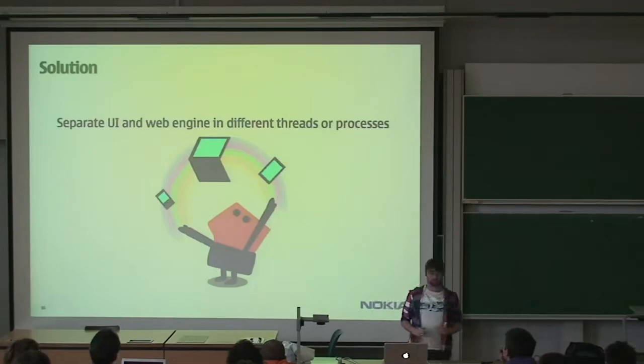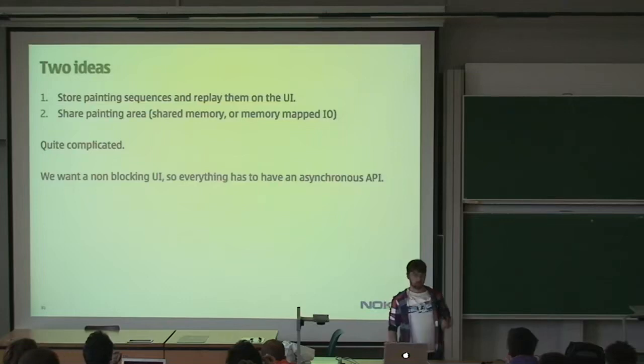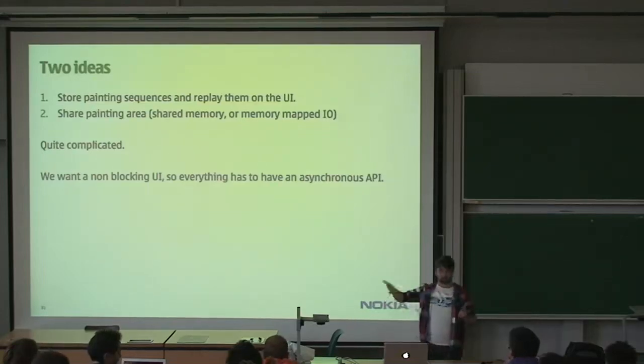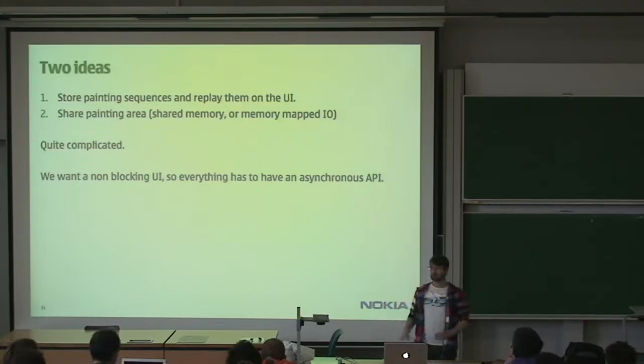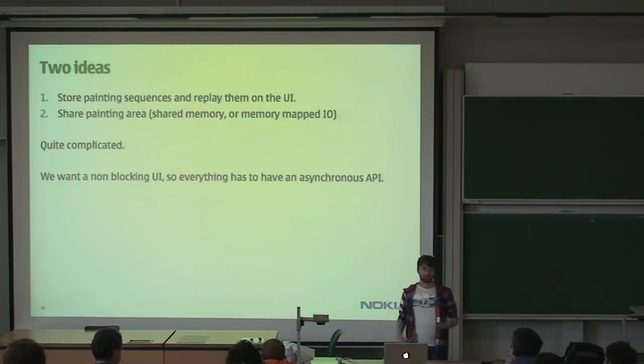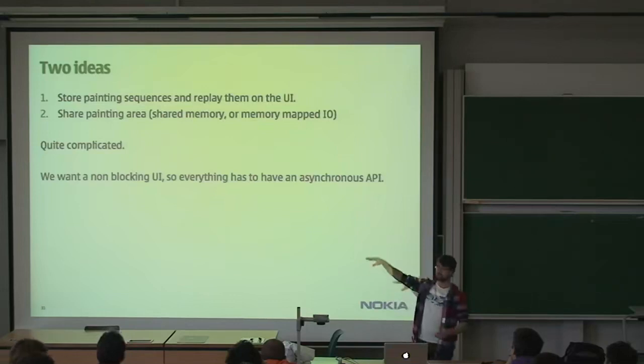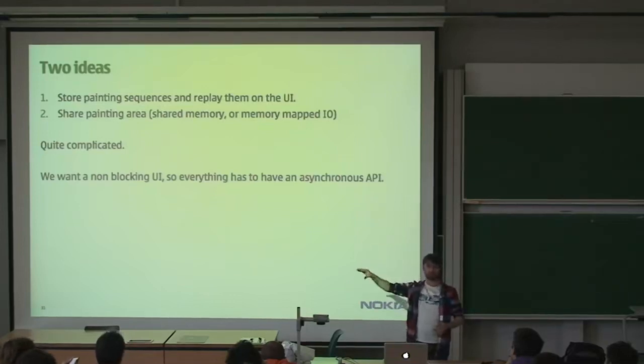The most common idea is to separate the UI and the web in either different threads or different processes. Let's just talk about the UI process and the web process. The web process will paint something, it might store the painting sequence, and send it to the UI process, which can then repaint it. From what I know, this is what they're doing on Android. Or you can share the painting area: it paints into some shared memory of the web process, and when you're ready, you can show it on the UI process.